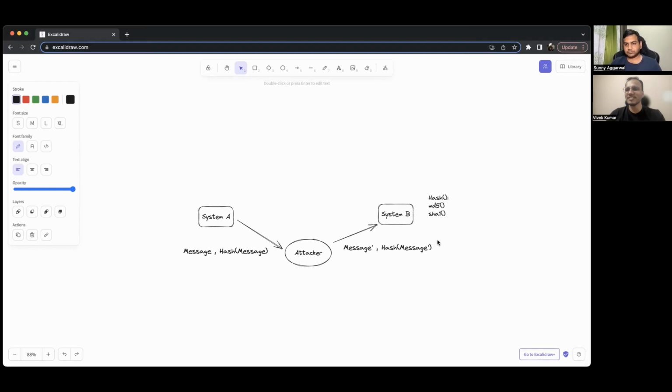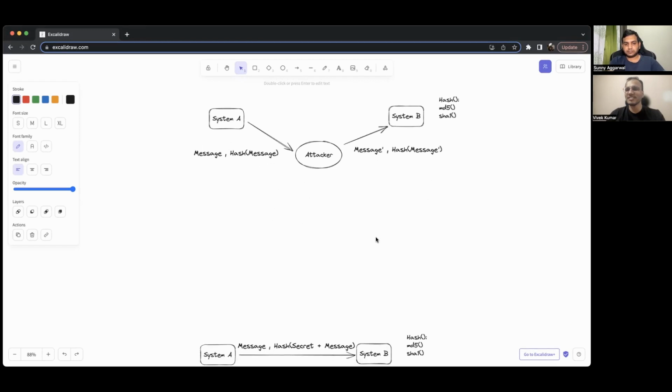B will regenerate the hash and check it with the hash received, and on the basis of this, it can say that the message which has been received is correct. However, since B does not know that the message has been sent by A, right now they are consuming it, but that can cause an issue.